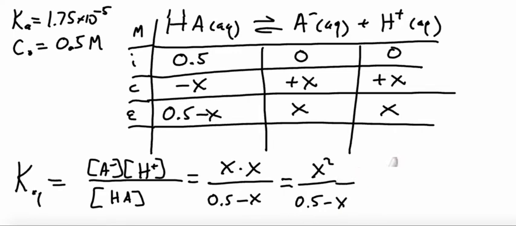So we ask ourselves, what if x is much, much less than 0.5? If x is much, much less than 0.5, then the bottom is going to be just approximately 0.5. And this will be really easy to solve. In fact, it will be trivial. So let's do that on the next slide.